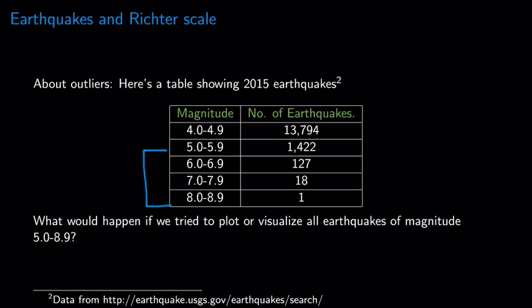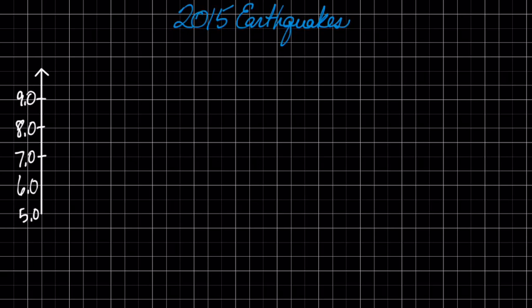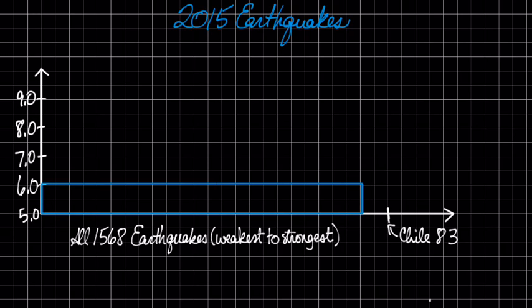5.0 to 8.9. So here are some axes, and I'm going to label them. I'm going to label the vertical axis from 5.0 to 9.0. And all 1,568 earthquakes in the data set that I'm considering here are going to be arranged weakest to strongest. It's going to be like a scatter plot. So here's the strongest earthquake from 2015. It was an 8.3 in Chile.